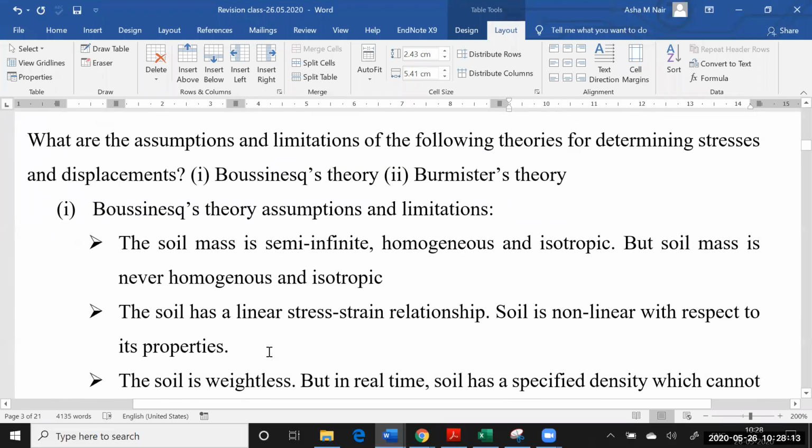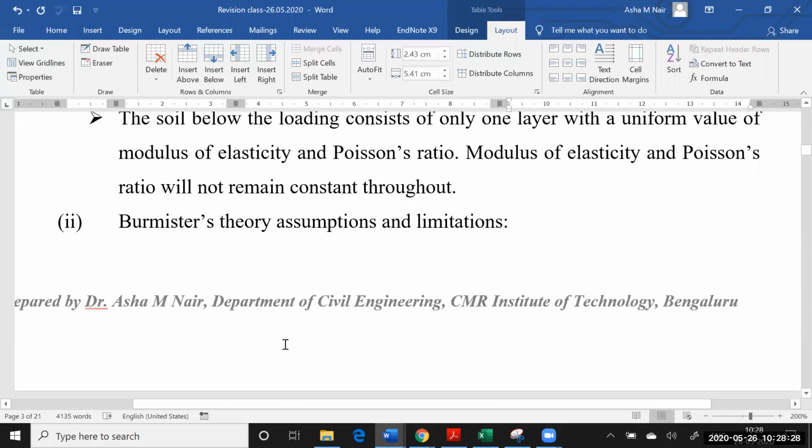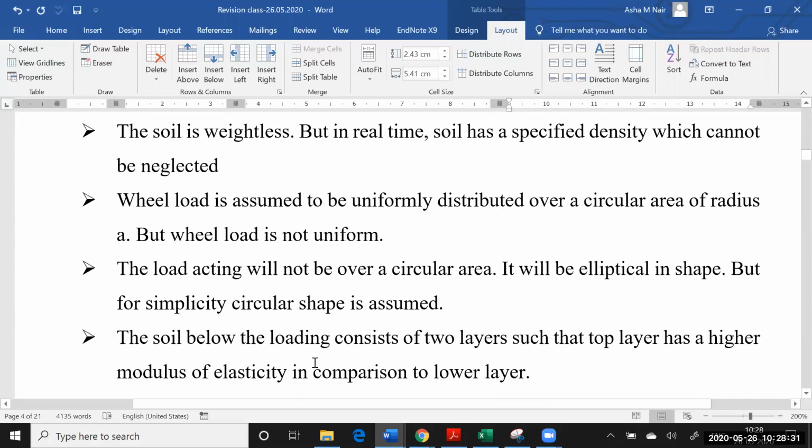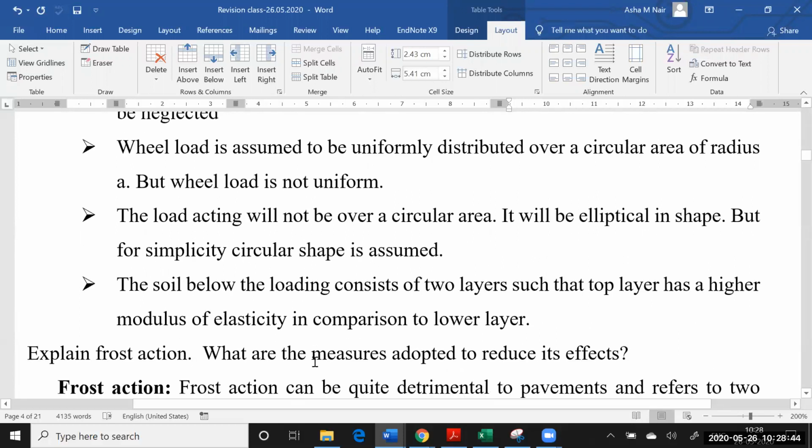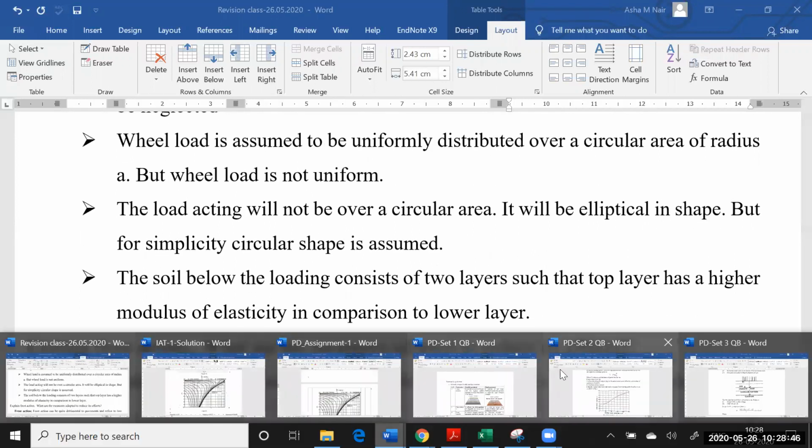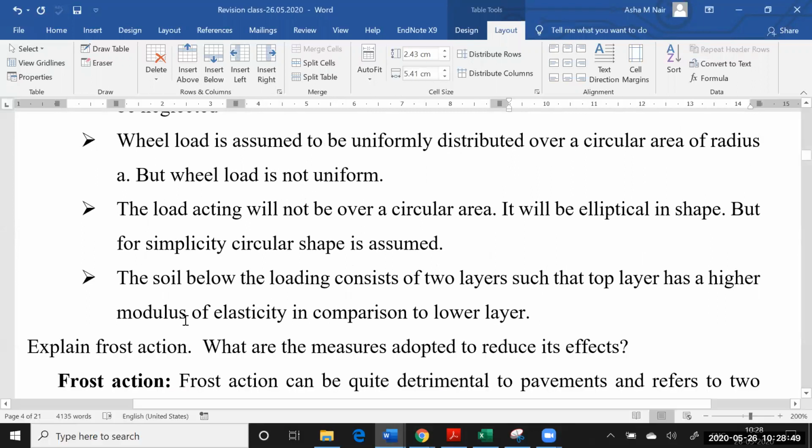So hope all of you remember what is Boussinesq theory and Burmister theory. Boussinesq theory is a single layer approach, whereas Burmister theory is a two-layer approach. And these are some of the assumptions that we make. It is semi-infinite, homogeneous, and isotropic. The soil has a linear stress-strain relationship. And so the main part in the case of Boussinesq and Burmister, right? Burmister, as I told you, is a two-layer approach. And also in Burmister theory, we assume that the top layer has a higher modulus of elasticity than the lower layer. And accordingly, we generally have a graph of this pattern.